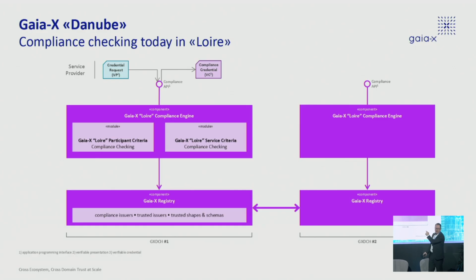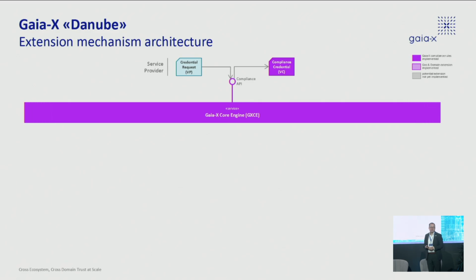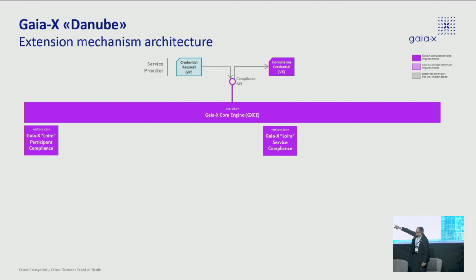How can we extend that while maintaining the overall way of obtaining credentials? Because we never wanted to change that. A service provider or a participant requests a credential, and then some magic software will check and will emit a credential. One of the proven patterns in software engineering for allowing modules at runtime, modularization, is that you invent a dispatcher, like a gateway, like a small governance layer. We call that the Gaia-X core engine, and every other compliance engine, including our own current Loire compliance engine, would be something like a module.